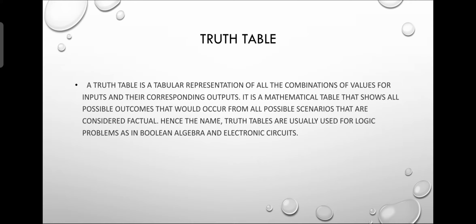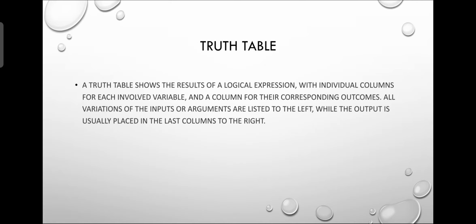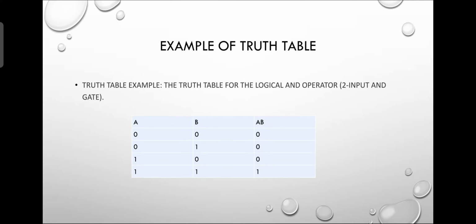It is a mathematical table that shows all the possible outcomes that would occur from all the possible scenarios that are considered factual. Hence the name truth table. They are usually used for logical problems, as in Boolean algebra and electronic circuits. The truth table shows the result of a Boolean expression.